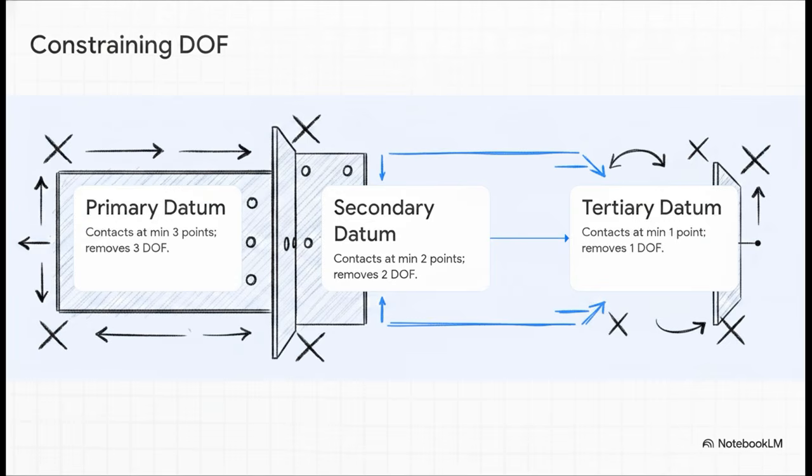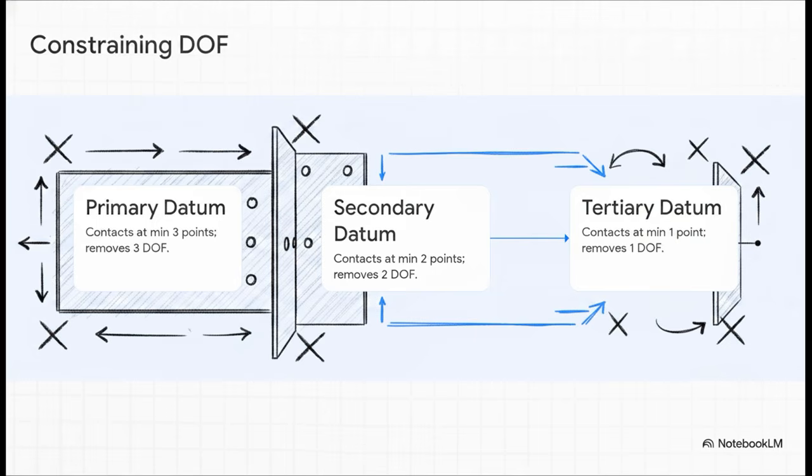Picture a rigid body just floating in 3D space. It has 6 degrees of freedom, or DOF. That's 3 translational, moving along the X, Y, and Z axis, and 3 rotational, spinning around those exact same axes. So step 1 is our primary datum. This physical feature actually contacts our datum simulator at a minimum of 3 points. Boom, that establishes our first plane and locks down 3 degrees of freedom, usually 2 rotations and 1 translation.